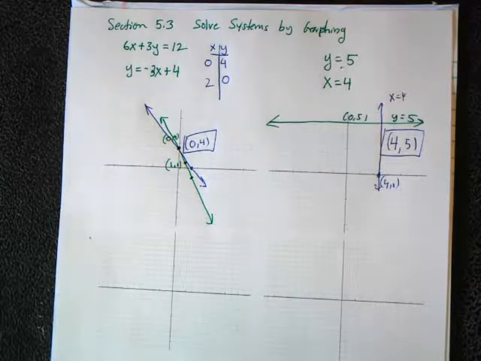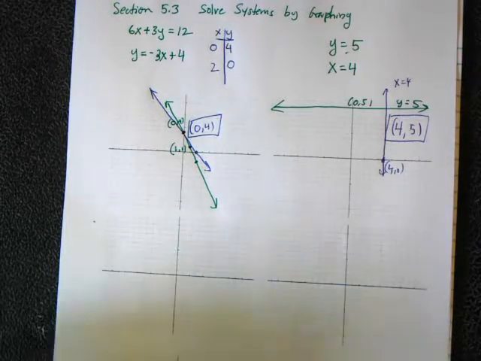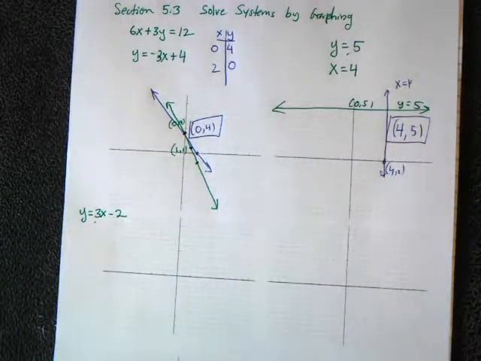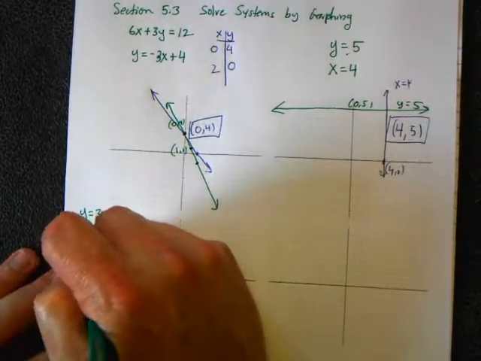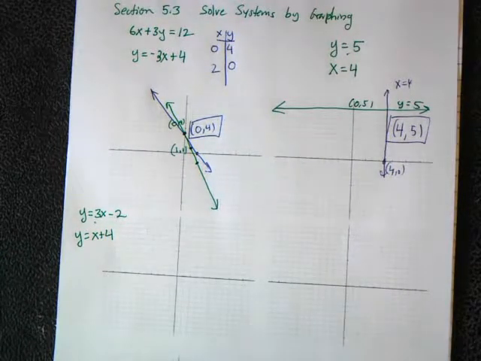All right. So now let me rephrase my question. Somebody give me a line which is neither horizontal nor vertical. Y equals 3x minus 2. That's a good line. Somebody else give me another line which is neither horizontal nor vertical. Y equals x plus 4. All right, excellent choices. I wish to see where those two lines cross, which is another way of saying I want to solve the system of equations.